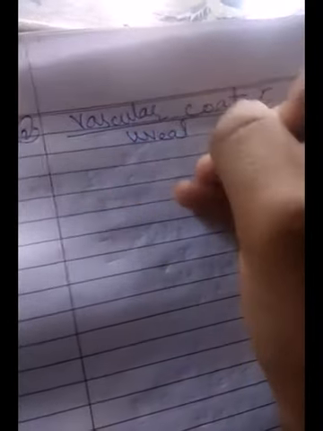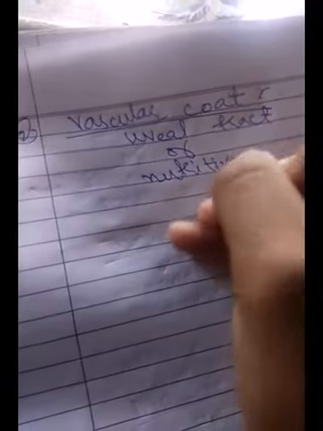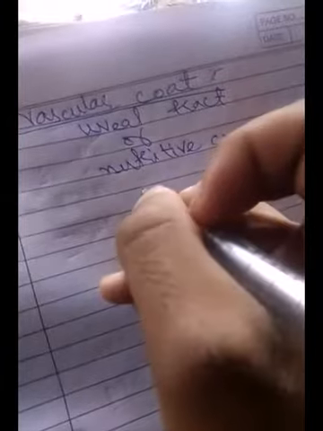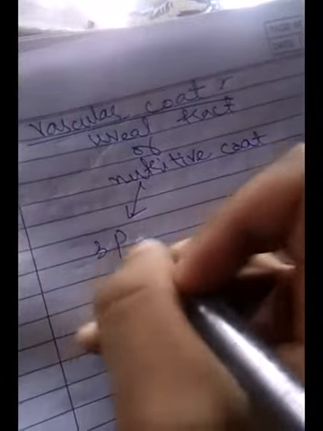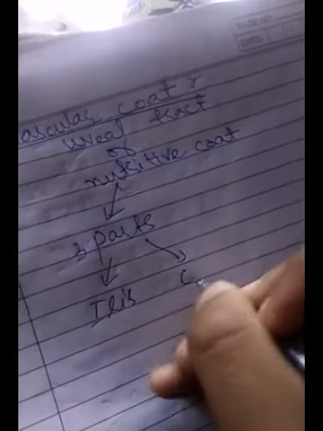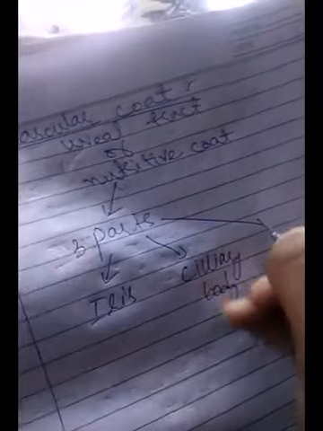Discuss about the second part, the vascular coat. It is also called uveal tract or nutritive coat. Why is it called nutritive? Because it supplies nutrition to the eyeball. It has 3 parts: iris, ciliary body, and choroid.